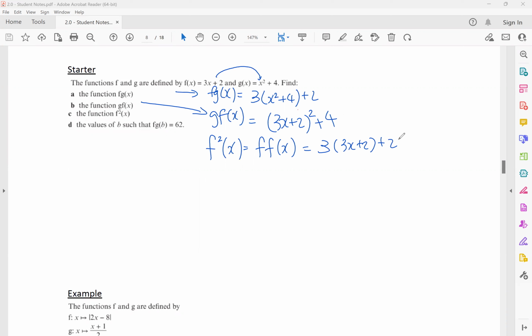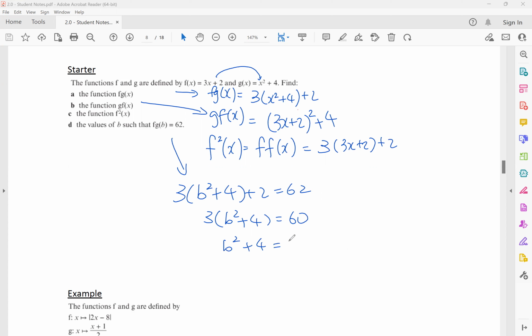Part D, find the values of b such that f of g of b equals 62. f of g of b is the same as the first question, so we will replace x with b. So 3 bracket b squared plus 4, plus 2 equals 62. There are different ways you can solve it. What I'll do is bring the 2 over and it becomes a minus. So 3 bracket b squared plus 4 equals 60. 3 times something, to reverse it, that means divide. So b squared plus 4 equals 20. b squared equals 16, so b equals plus or minus 4, because the square root of 16 is plus or minus 4. That's why it says values.